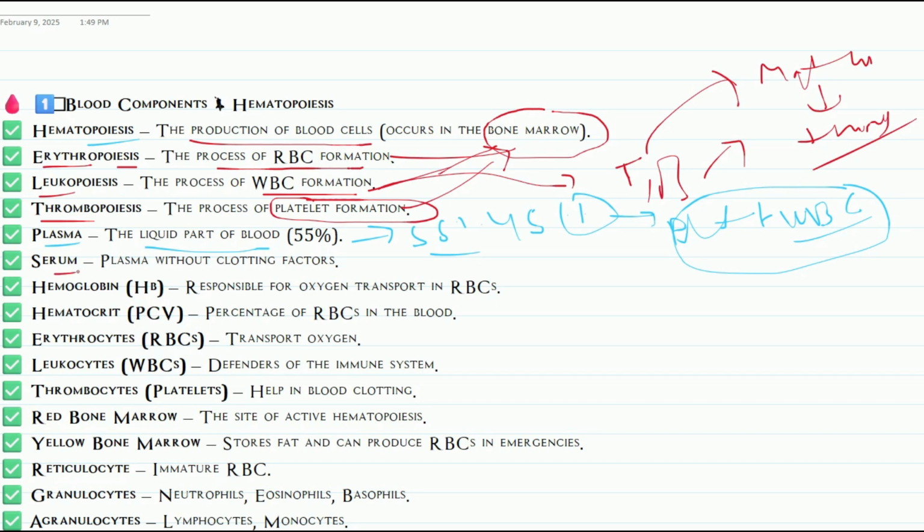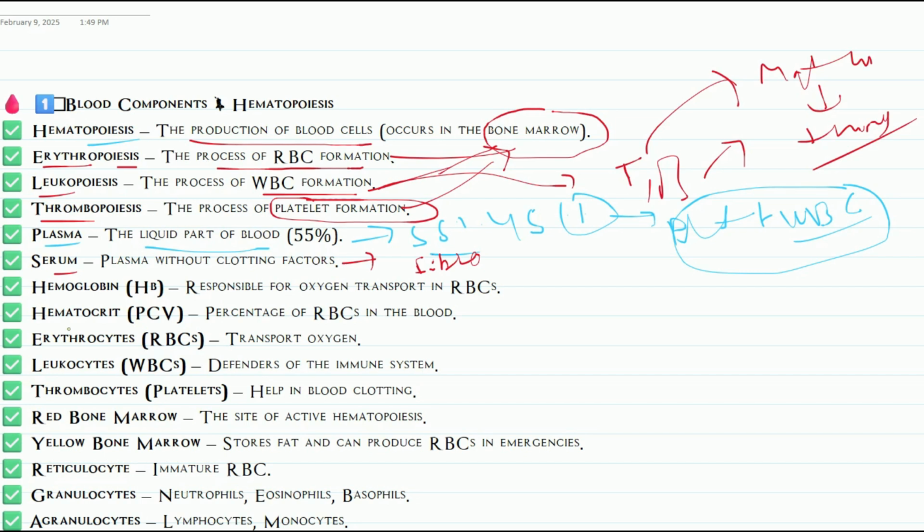Another one is serum. So serum is plasma without clotting factor, mainly the absence of fibrinogen. So sometimes a direct question comes from the question book: which factor is absent in serum while present in plasma? So the answer is fibrinogen. Fibrinogen is absent in serum while present in plasma.